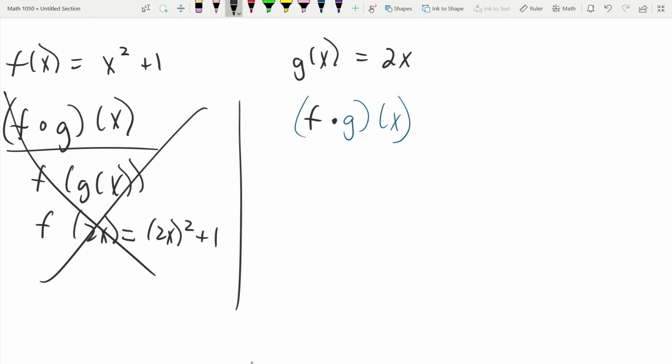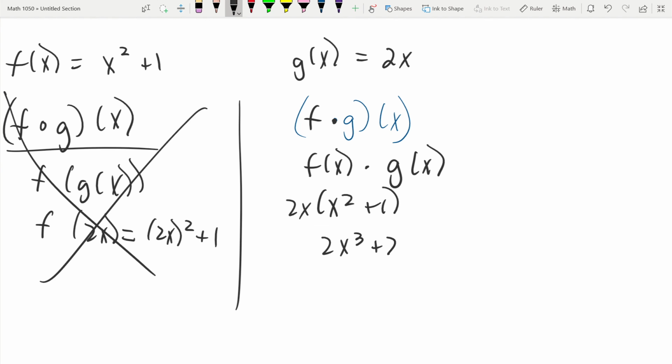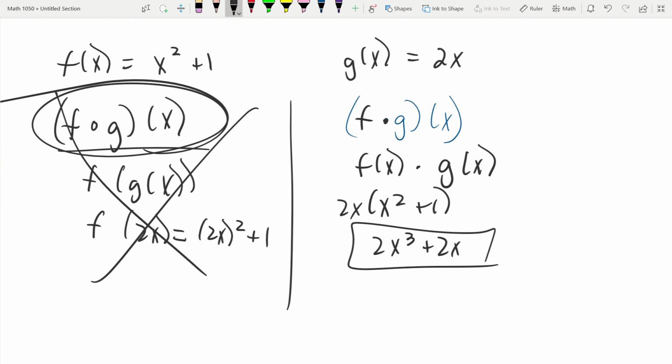This means multiply. So this means f of x multiplied by g of x. So I would take my f of x. I'm going to multiply it by g of x. I could put the 2x there. That's kind of awkward, so I'm going to put it there. Then I would distribute 2x to the third plus 2x. That would be my answer. So you're not going to have a problem like that. An open circle means something very different than a closed circle. Okay?